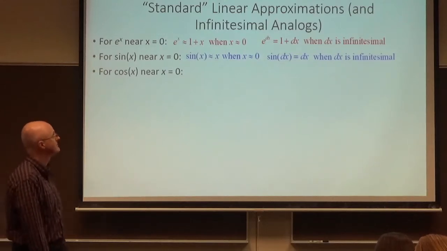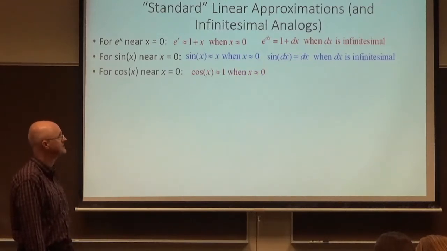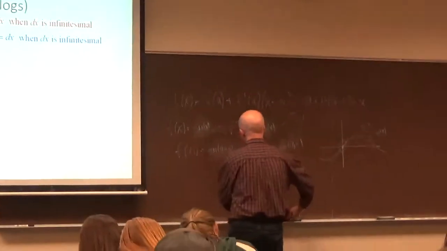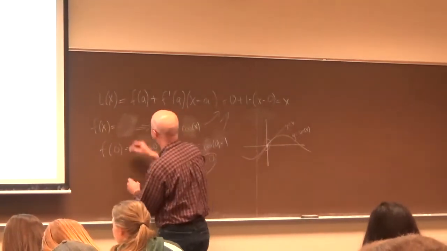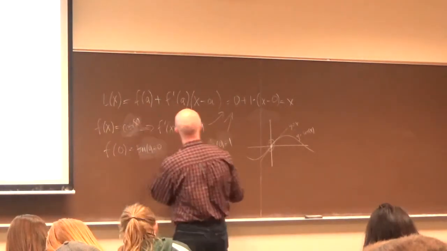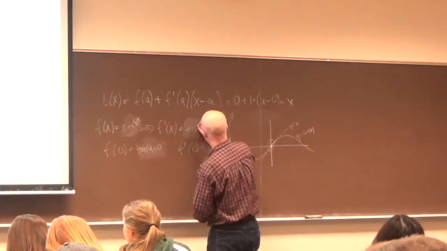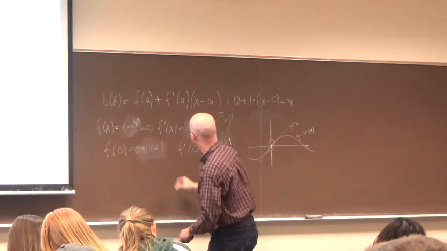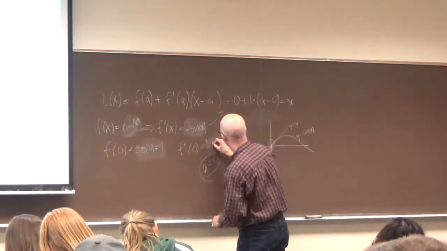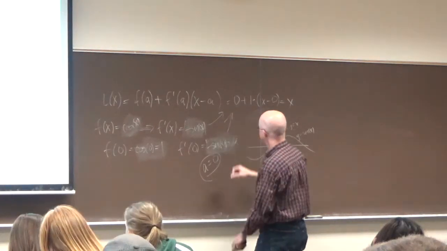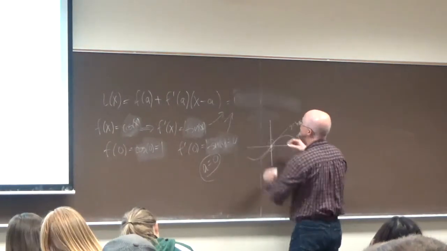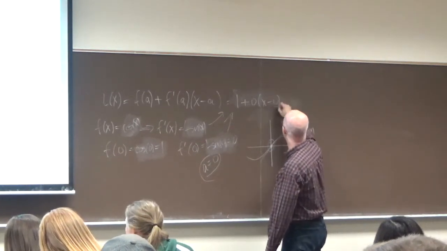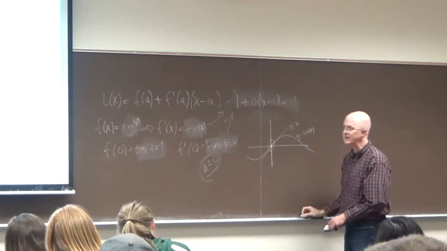What about the cosine function? Cosine of x is approximately 1 when x is near 0. Let's quickly do the cosine calculation. Back over here. If f of x is cosine of x, then its derivative is negative sine of x. Plug in 0 into those. Cosine of 0 is 1. Negative sine of 0 is still 0. A is 0. Plug in, you get 1 plus 0 times x minus 0. That's just 1. There's no linear term.